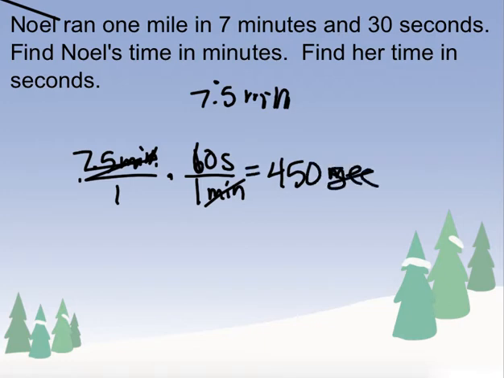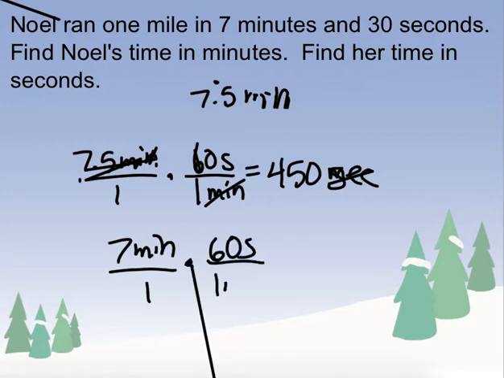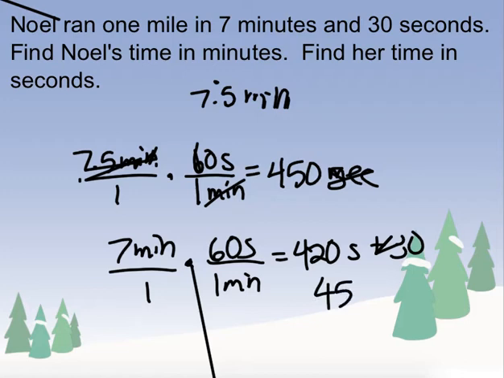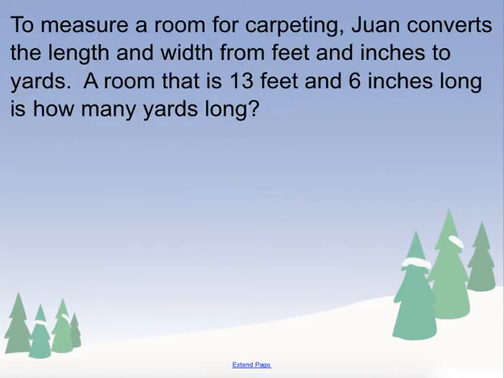Another way I could do this is to convert just the 7 minutes and add 30 seconds at the end. So 7 minutes times 60 seconds over 1 minute gives 420 seconds, plus the 30 seconds that we had, and we get 450 seconds. So there are a couple of ways that you could do it.